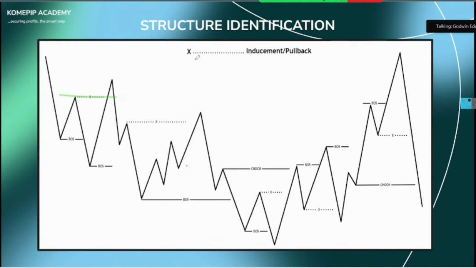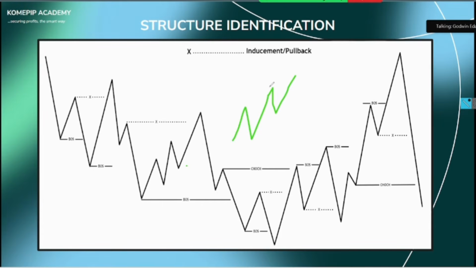Like I said earlier, we have a break of structure here. This becomes our inducement. So this low is not confirmed until inducement is taken. If we have something like this, for example, okay, this high is not confirmed until this low is taken. It is when this low is taken that this high is confirmed.